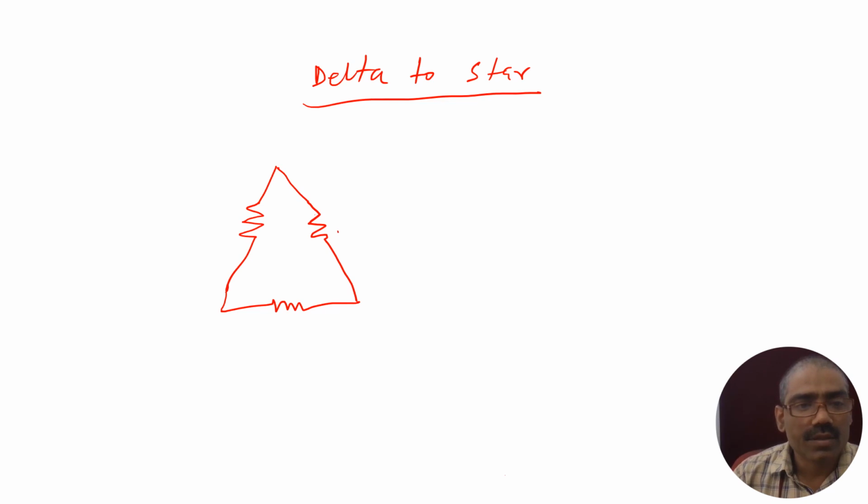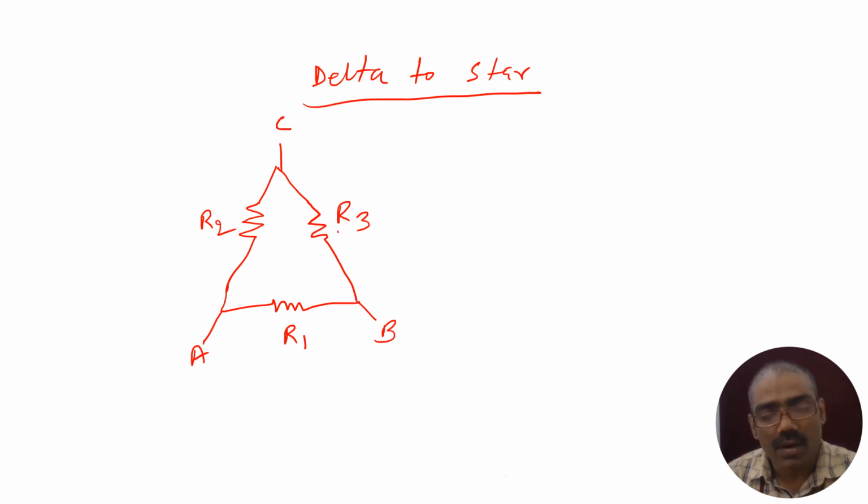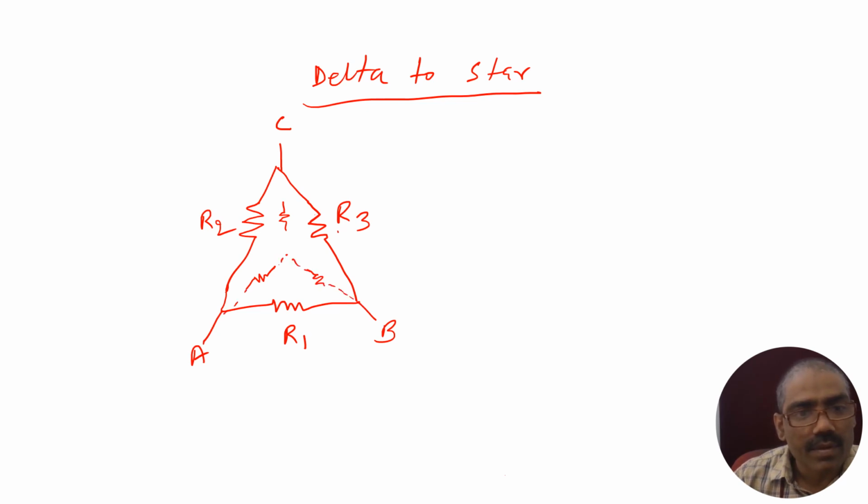So here what happened? Suppose we have some values, here we are assuming R1, this is R2 and this is R3. Here we are assuming A, B and C. Now as we are trying to convert from delta to star, obviously we will have to take some resistance here, here and here.